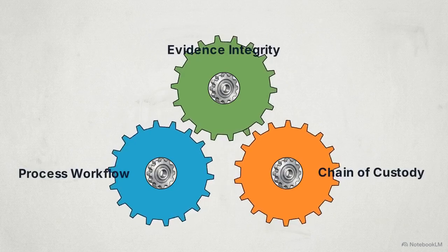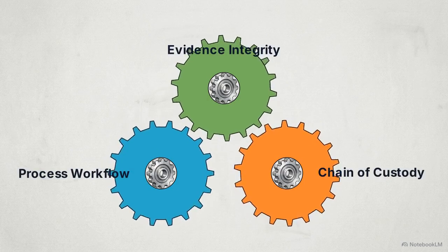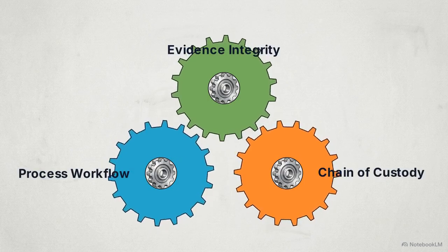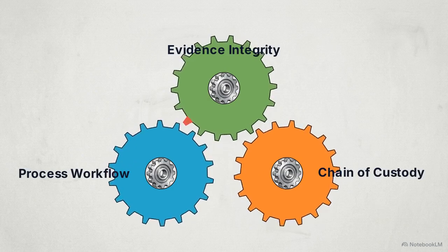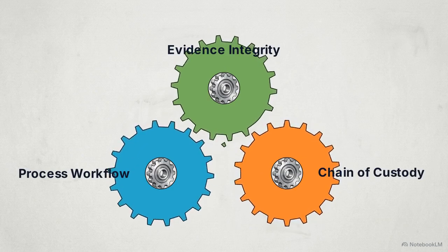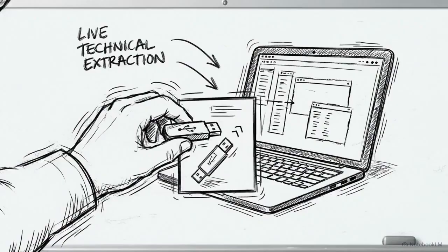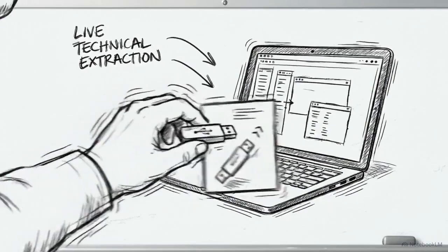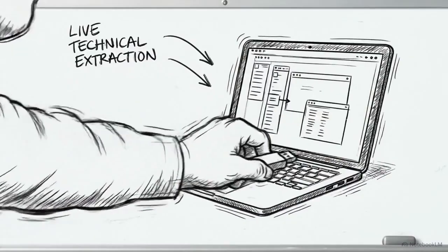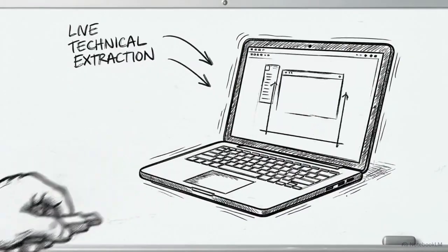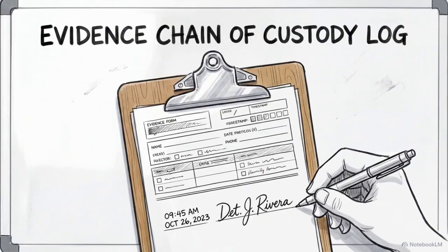These three interlocking gears represent a legally defensible case. Process workflow extracts data, evidence integrity validates math, and chain of custody logs handling. If an investigator analyzes an original drive, the integrity gear breaks. The entire system jams, and findings are discarded. In the field, particularly when dealing with volatile live memory, achieving a perfectly sterile extraction is rarely possible. Rigorous, methodical documentation serves as the ultimate safety net for necessary technical compromises.